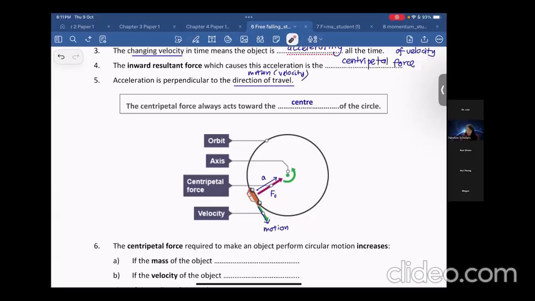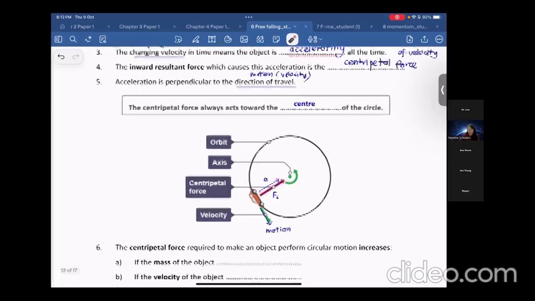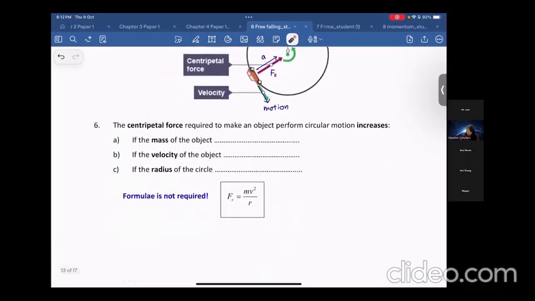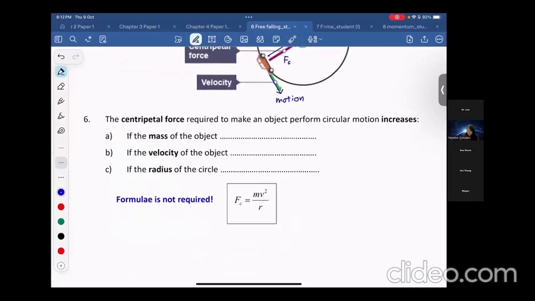Last week we already learned what a resultant force is, right? We talked about resultant force. A resultant force is many forces, and at the end we find a single force. So in this system, there is a resultant force called centripetal force. Centripetal force will be affected by these few factors.